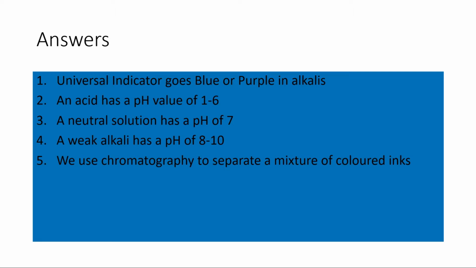Question 4, a weak alkali has a pH of 8 to 10. Again, this is a range. If you've put any number between 8 and 10, it is correct, but remember that the range is 8 to 10. Question 5, we use chromatography to separate a mixture of coloured inks. If you remember the experiment that we did, we had filter paper on the desk, we put a spot of ink in the middle, we put water in. As the inks went out, the different colours separated at different rates.